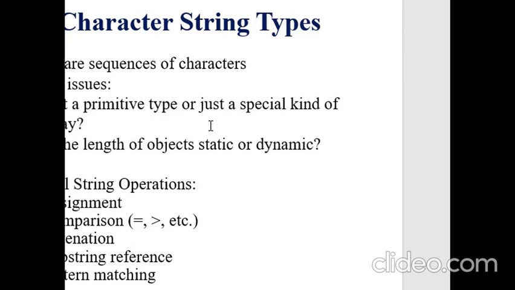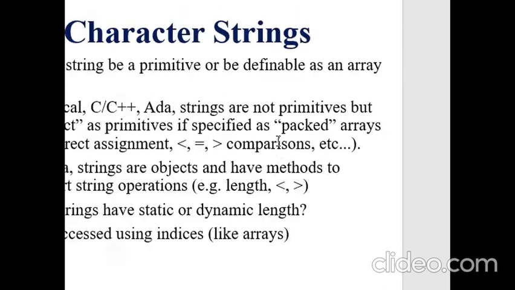The character string type is a sequence of characters. Is it a primitive type or just a special kind of array? Length of object: static or dynamic. The typical string operations are assignment, comparison, catenation, substring reference, and pattern matching. The string can be primitive or definable as an array of chars.